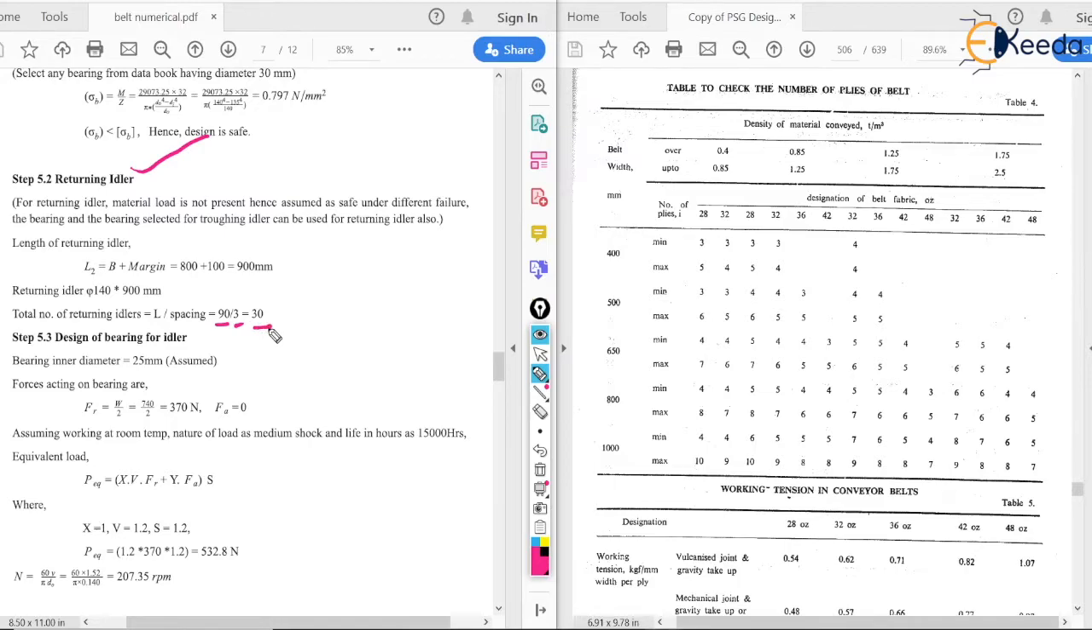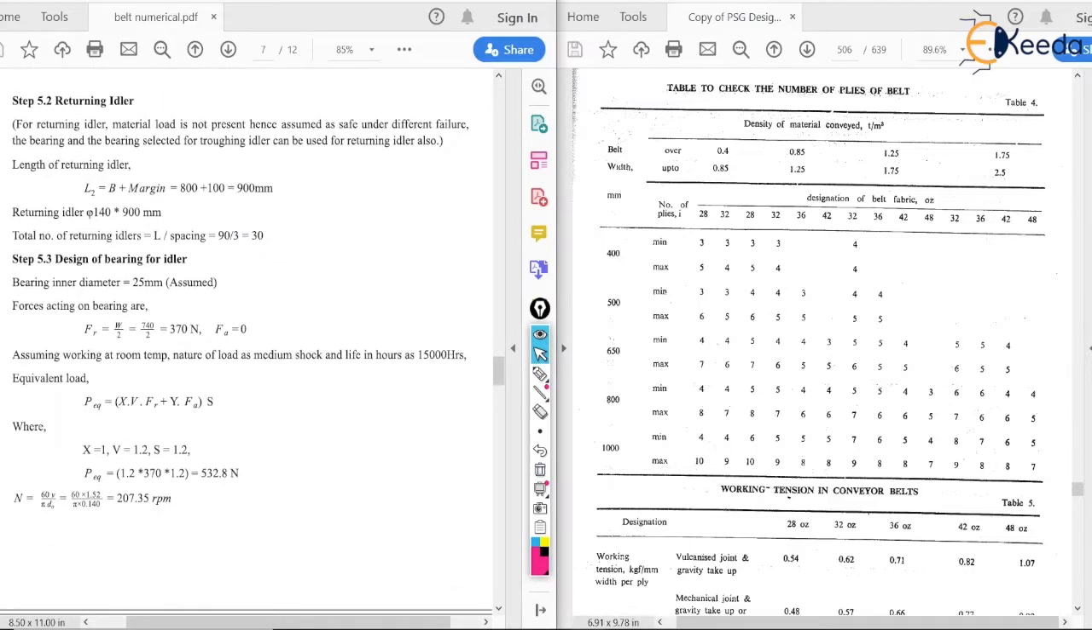Now here we don't have a three roller system, it is only a single roller system. Why is that so? Because at the returning time there is no load on the belt, so only a single roller is enough for bearing that load. So here we haven't multiplied by 3. It is simple, we need 30 returning idlers.